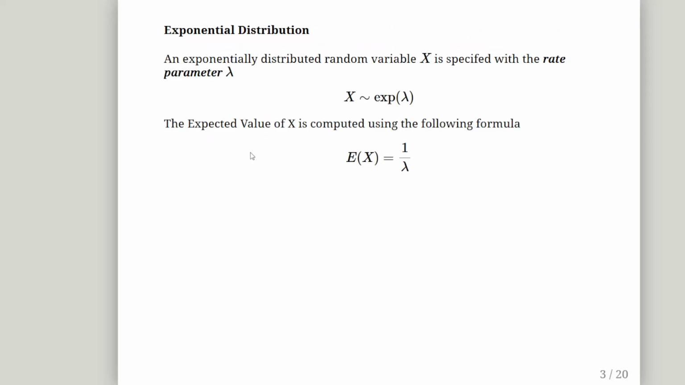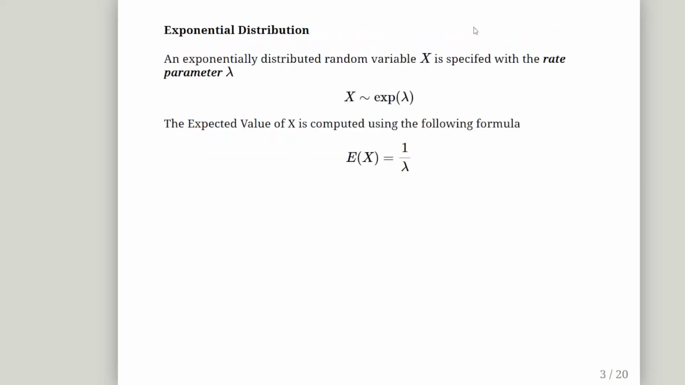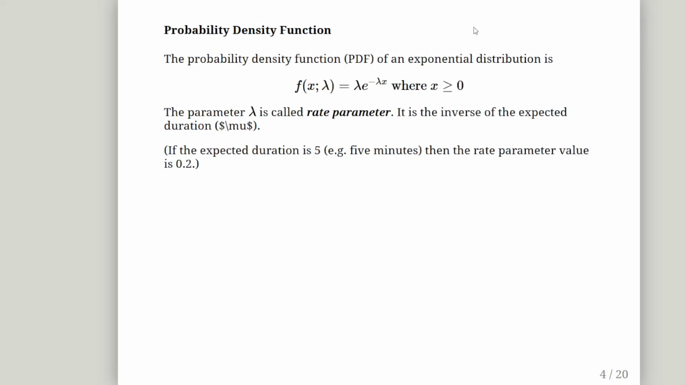An exponential random variable x is specified with a rate parameter lambda, okay? And there we go, x is exponential. So the expected value of x is computed with the following formula. The expected value of x equals 1 over lambda. Now that's relevant because we are told what the mean is, okay? That's 2000, so the rate parameter is 1 over that, 1 over lambda. I'm just going to specify it as lambda on an ongoing basis, and we would derive the rate parameter from that. I'll show you what I mean when we get to it.